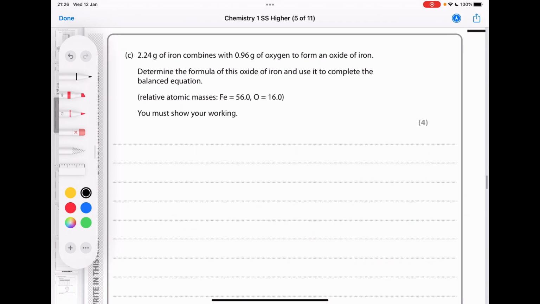Question C. You have been told you've got a certain mass of iron reacting with a certain mass of oxygen to form an oxide of iron. You have been asked to determine the formula of this oxide of iron and use it to complete the balanced equation. The word "it" there is really quite annoying, but I can't beat the exam board for using it. So, the first part. If we've been asked to determine the formula of a compound, this is an empirical formula question.